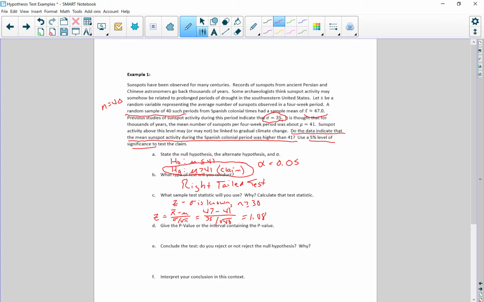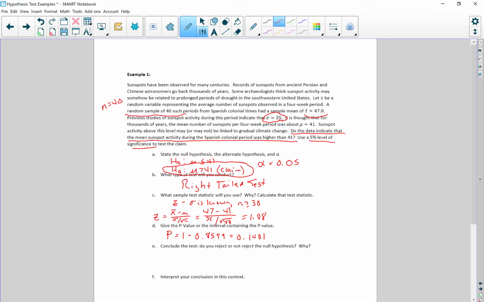Now we need to find the p-value, or the interval containing this p-value. In this case, it's a right-tailed test, so we look up 1.08 on our table B, which is the normal distribution table. When you look that up, you end up with 0.8599, but since this is a right-tailed test, it's going to be 1 minus that, the area to the right. So 1 minus 0.8599 gives us our p-value of 0.1401.